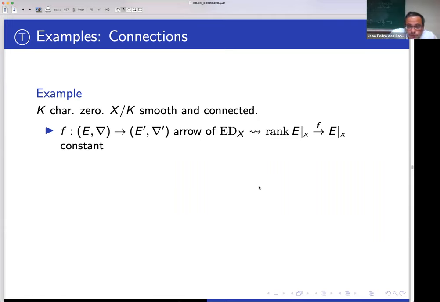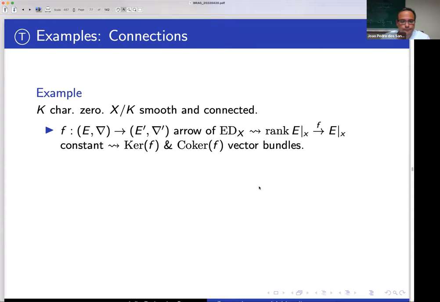And I notice that whenever I have an arrow between two objects, it turns out that the rank of the maps between the fibers is constant. So this is really a map of vector bundles, not just a map of sheaves. This is because this F has to respect the connections. So this allows me to say that the kernel and the co-kernel are vector bundles also. Of course, if you have a usual map between two sheaves and you take its kernel and co-kernel, nothing guarantees that they will be vector bundles, but in this case they are, because of the integrability.